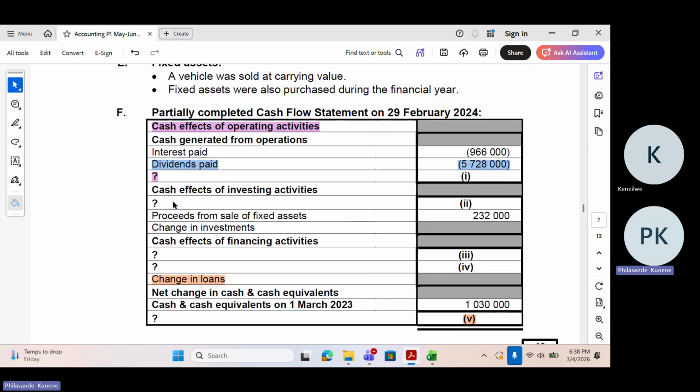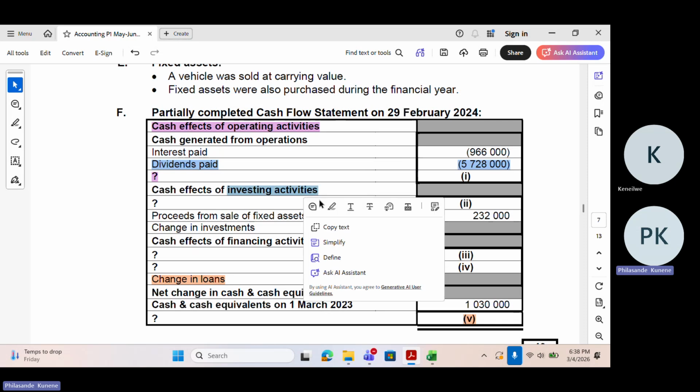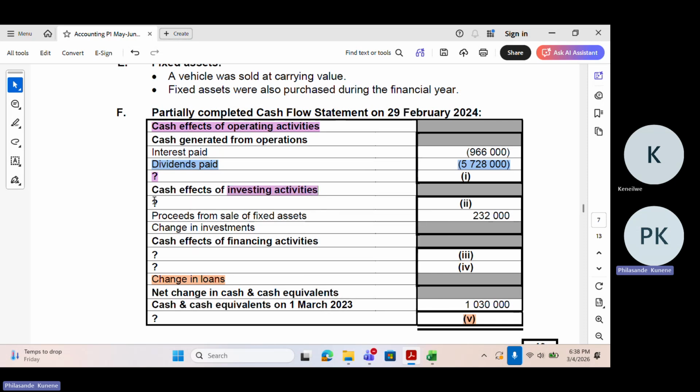So if we move to the next one, we're going to investing activities now. Under investing activities, we have this question mark. So what is here in this question mark? Because we do have proceeds from sale, we do have change in investment. So what is going to be there?